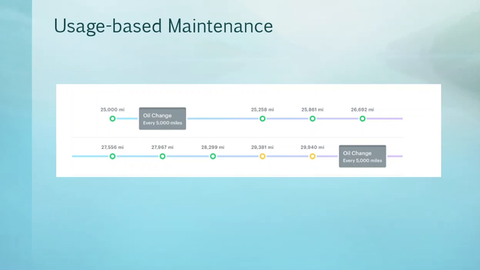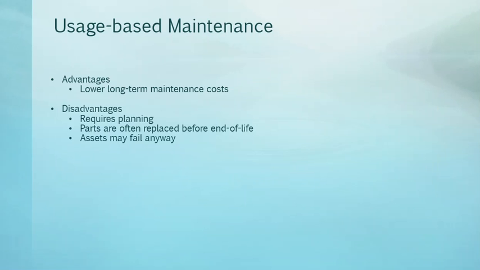Usage-based maintenance, most people understand this based upon changing oil in their vehicles. Basically, you wait till it's been used for a certain amount of time and then you perform the maintenance. It has lower long-term maintenance costs, requires planning. Parts are often replaced before end of life, and you still may end up with some failures.